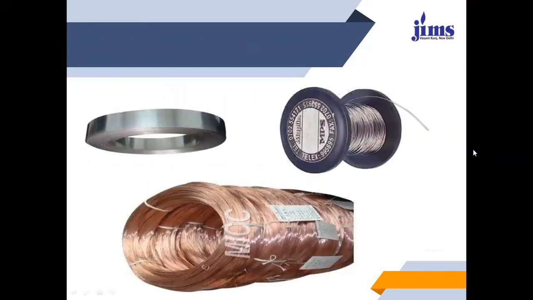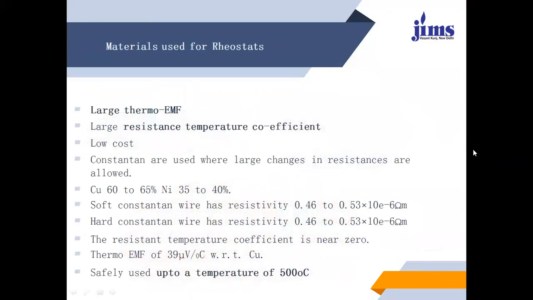These materials are available in different forms: wire, sheet, and so on. Next, a large thermo EMF is offered when it is used as a rheostat, along with a large resistance temperature coefficient, but it has a low cost. Then there is Constantan, which is used where large changes in resistance are allowed.